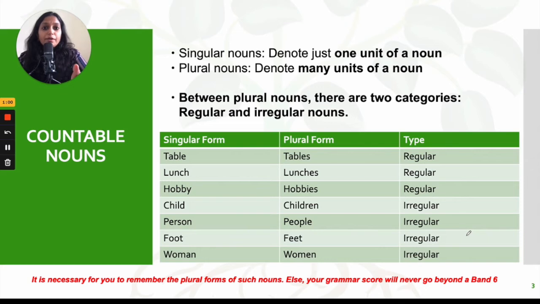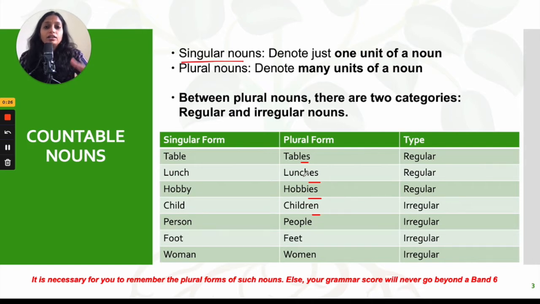And you need to remember these plural forms because one, your grammar score is not going to go beyond a 6, and two, your vocabulary also will go for a toss because if you don't know these words, it's a problem, right? It's a problem with your vocabulary too. So let me help you understand what I mean by regular and irregular nouns. Now, regular nouns, any regular singular noun has an S behind it when written in plural. Take a look at tables, lunches, hobbies, interests, levels.